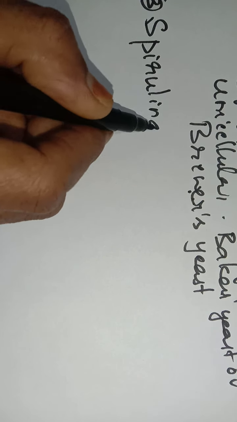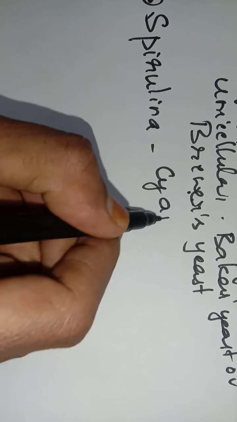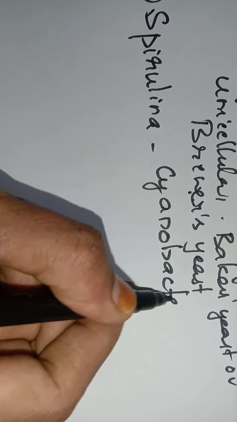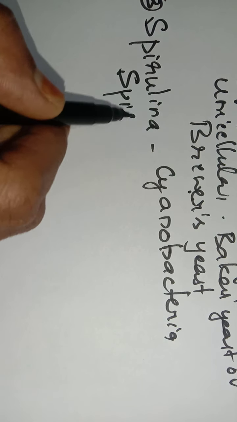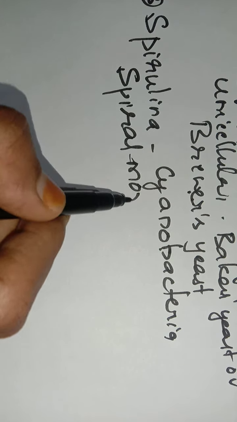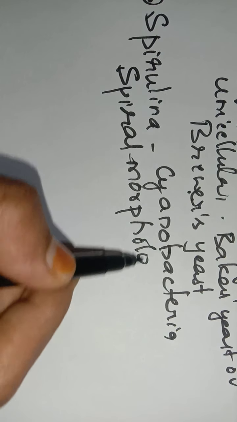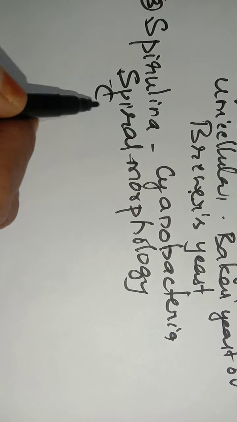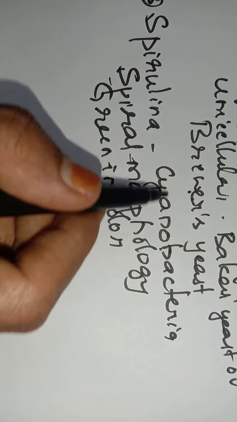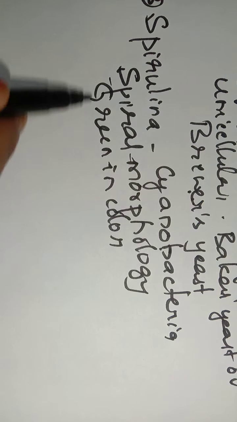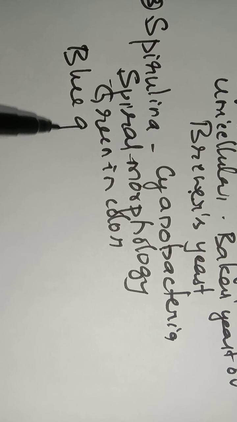Another important organism you need to identify is spirulina. Spirulina is a cyanobacteria, and as you see in the image, it is identified because of the spiral morphology. It is identifiable because of the spiral morphology as well as it is green in color, and cyanobacteria stands for blue-green algae.